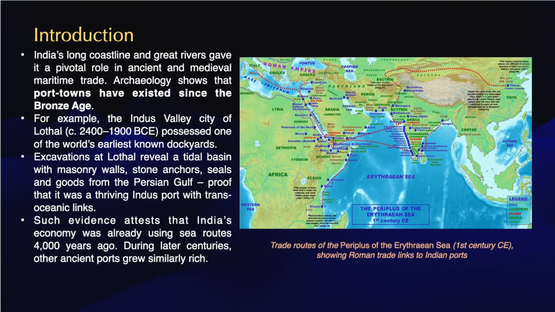The Indus Valley city of Lothal was one of the world's earliest dockyards, and excavations have revealed a tidal basin with masonry walls, stone anchors, seals, and goods from the Persian Gulf, which are evidence that the Indian ports served the Middle East Asian countries when it came to international trade across the ocean. Such evidence also attests that we had sea routes functioning as early as 4,000 years ago, and these ancient ports allowed the trading of various sorts of commodities across the various nations existing.